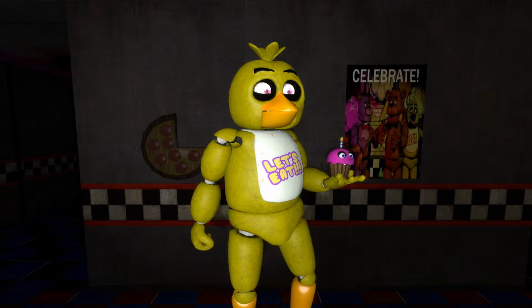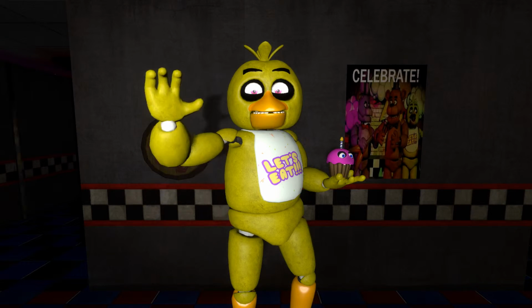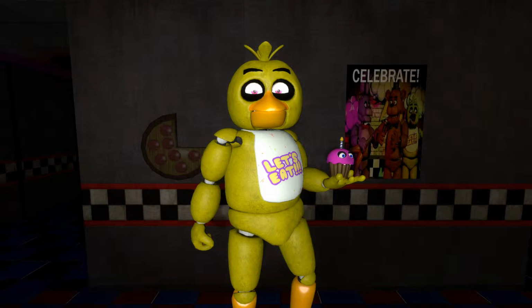This is Chica the chicken, and this is her cupcake. Say hi, Chica. Chica will now show you her cupcake. She and her cupcake are part of ionic bonding. Here's why.